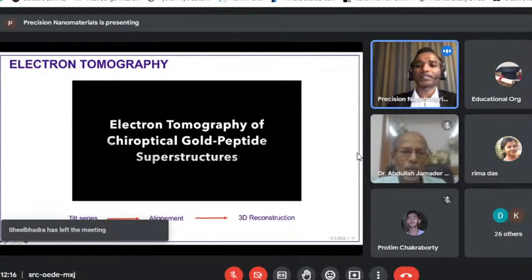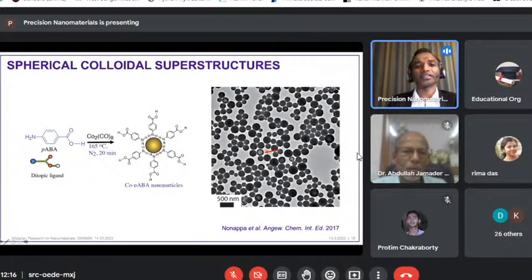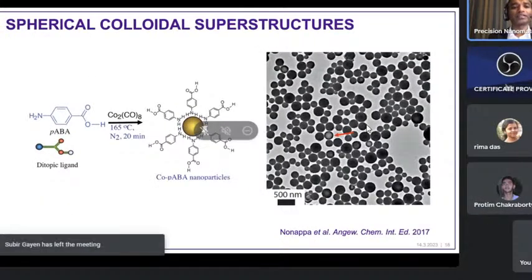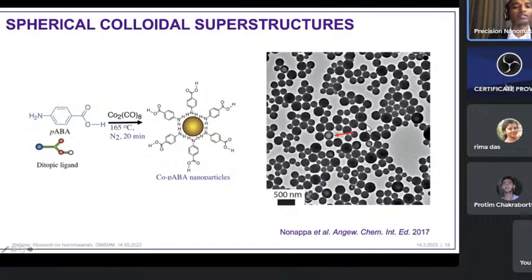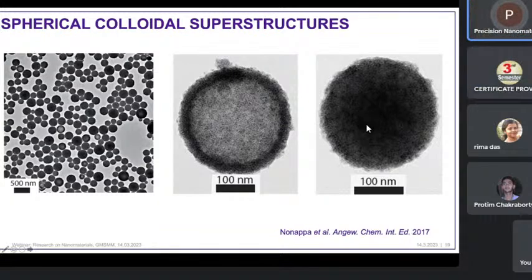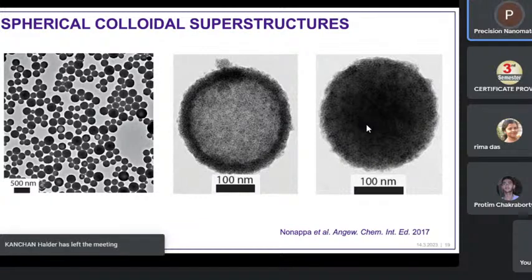I give now a couple of examples of how it helps us to understand the structure. Here is a very simple chemistry. We have a cobalt octacarbonyl and we treat it with some amine terminated ligands, in this case, para-aminobenzoic acid. It results in nanoparticles that spontaneously assemble because of the hydrogen bonding between the ligands into a higher order structure. And we see 2 types of population. The one which has a difference in the core and the shell clearly defined, the other there is no difference.